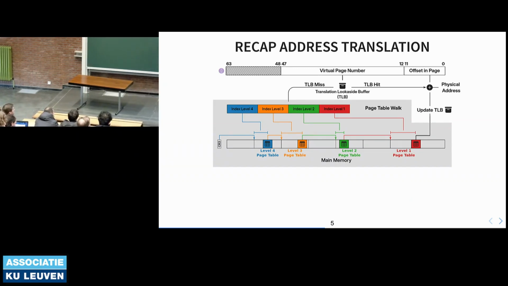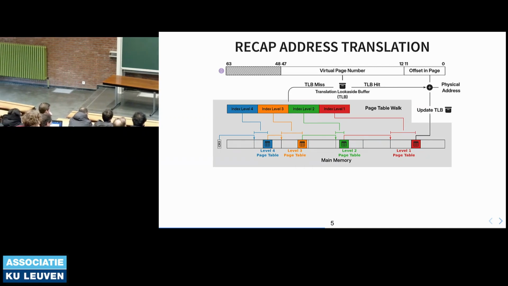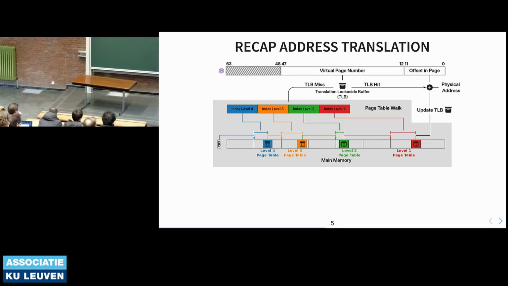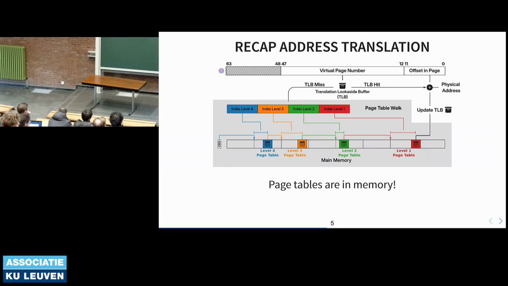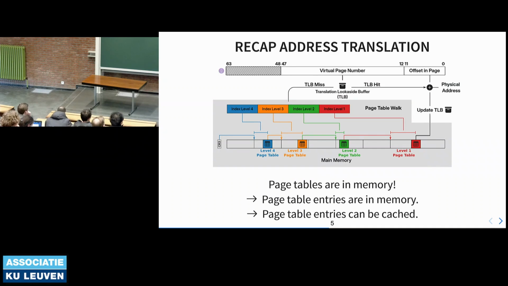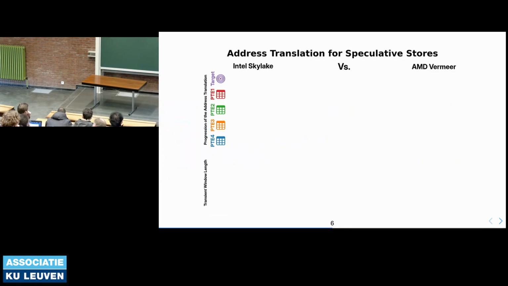Now, I want to draw special attention here to the fact that all these page tables are just regular pages in memory. And also, in particular, these page table entries that we're accessing as the page table walk progresses are also just regular cache lines in memory. And this means that they can be cached. And in fact, when a page table walk progresses, they will be cached. And this gives us a way of monitoring how the page table walk progresses by simply checking which of these PTEs are cached. And this now allows us to conduct the following investigation.